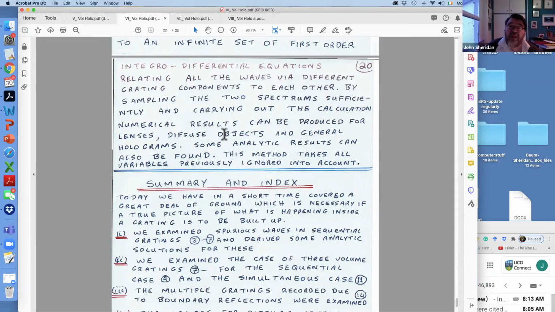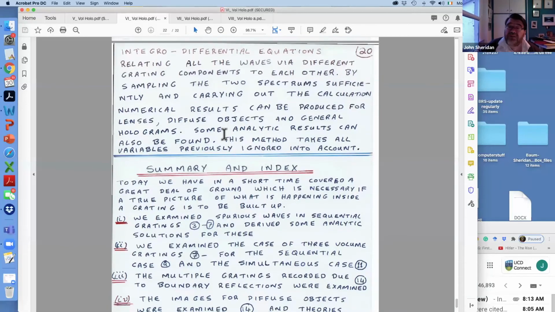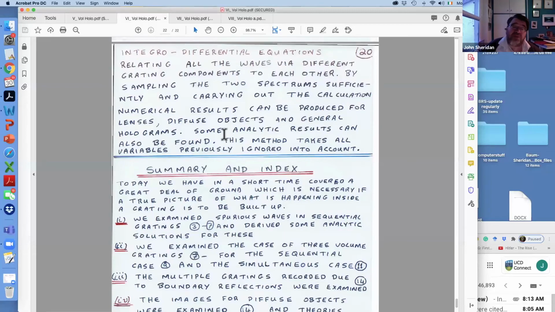You linearize. By sampling the two spectrums sufficiently, the replay spectrum and the grating spectrum, and carrying out the calculation numerically, results can be produced for lenses, diffuse objects, and general holograms. So you can go all the way. And in terms of, for example, spatial light modulators used to calculate pages, this would be the way you'd approach it, with a fundamental grating vector associated with the period in the spatial light modulator if you're doing something digital. And of course, again, the intensities in the beam would also be governed by the gray levels associated with the individual pixels on the spatial light modulator.